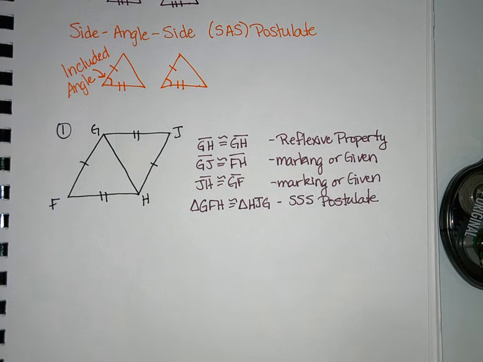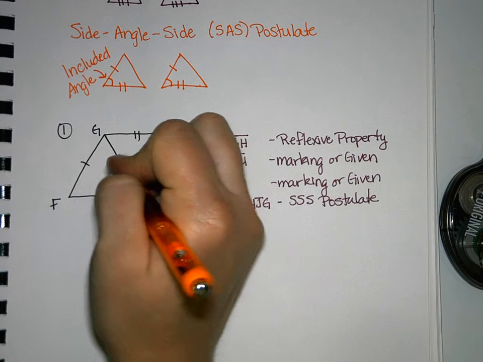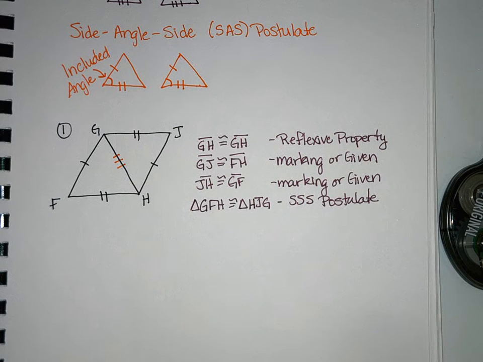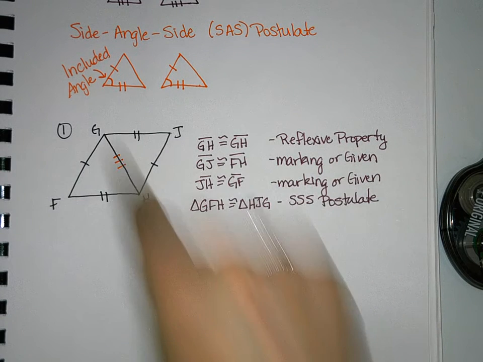Okay, does everyone see why that one was side, side, side? Yes or no? This is our third side here because of the reflexive property. So we have 1, 2, and then the third side there.